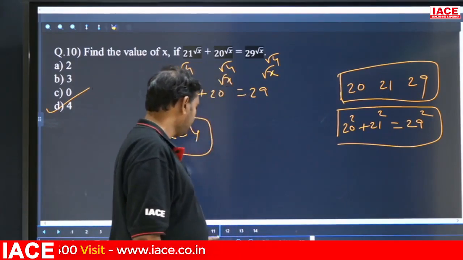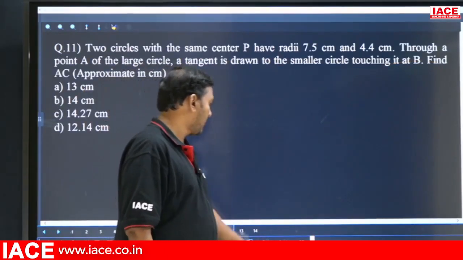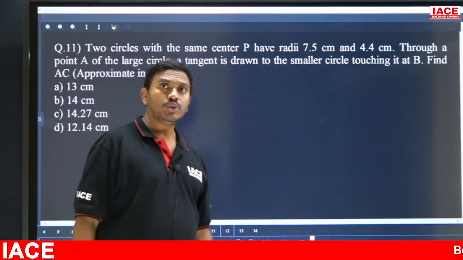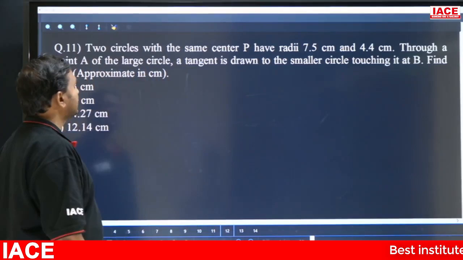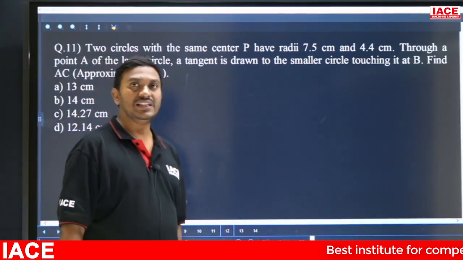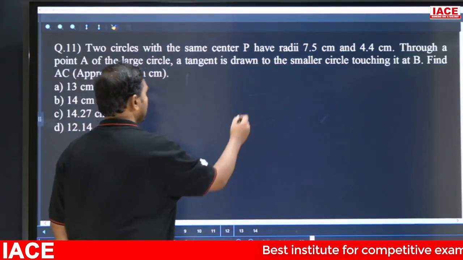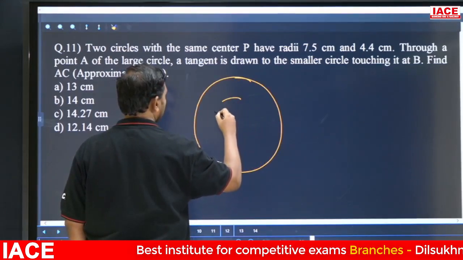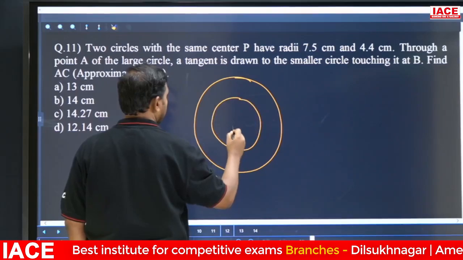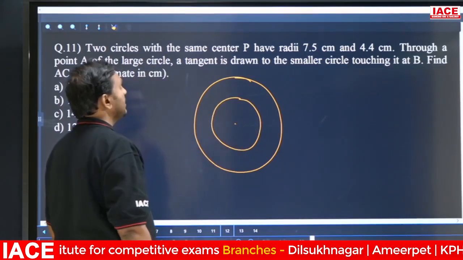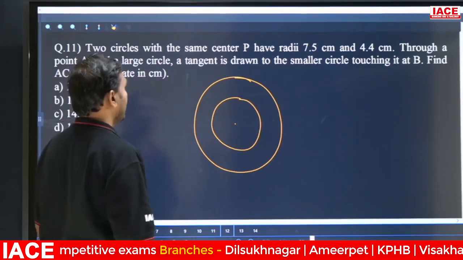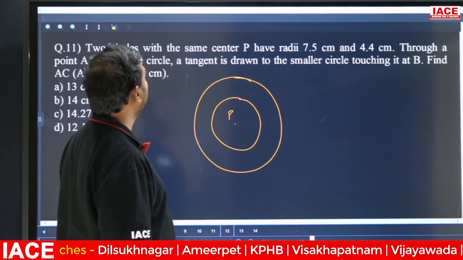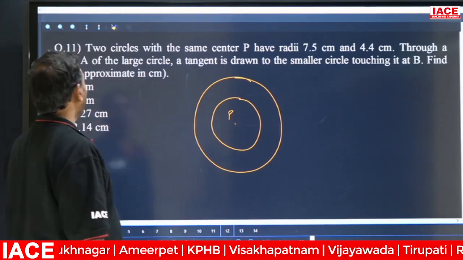Then question number 12. See, two circles with the same center P. Two circles are there with same center P, having radius 7.5 and 4.5.